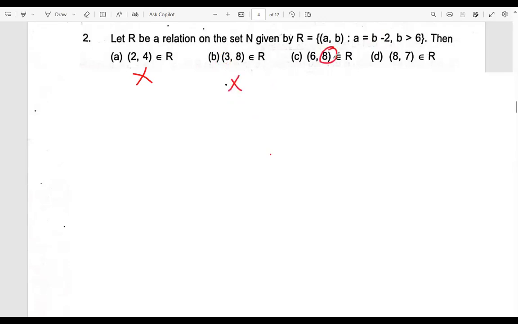Now coming to the next one, the first condition is that b should be greater than 6, which is true. Now a should be b minus 2, that is 8 minus 2. So a should be 6, which is correct. So we'll say that the correct option in this case is C.